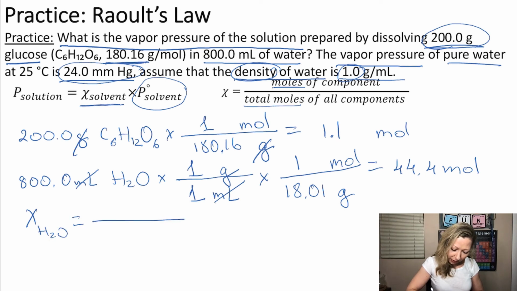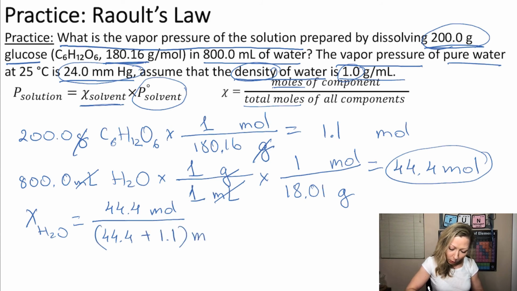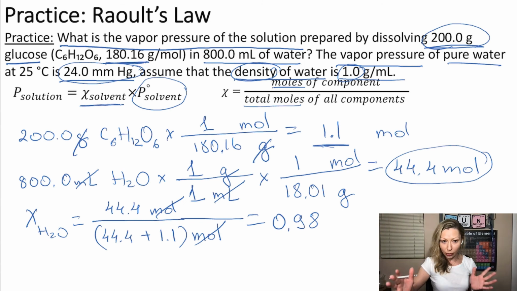All right, so now let's calculate the mole fraction of water, H2O. So we know that we have 44.4 moles on top, and that is divided by 44.4 plus 1.1 mole. These are the total moles, right? The 1.1 is coming from here. So here, if you do this calculation, you are going to get 0.98. The moles cancel out. This is a fraction, no units.